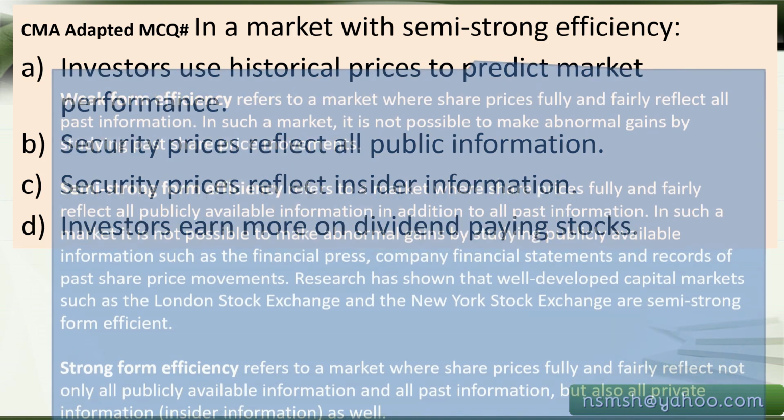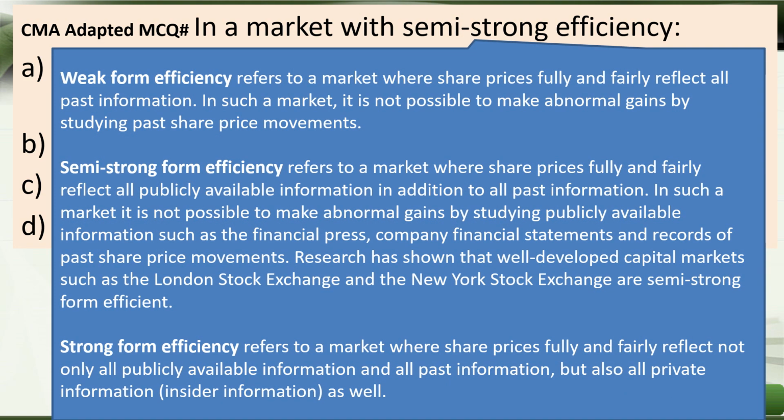So let's understand what semi-strong efficiency is. First of all, what is that kind of efficiency from the market side? We have the weak form of efficiency, semi-strong form of efficiency, and strong form of efficiency. Let's understand that, in order to get a clear response for this MCQ. Weak form of efficiency refers to a market where share prices fully and fairly reflect all past information. In such a market, it is not possible to make abnormal gains by studying past share price movements.